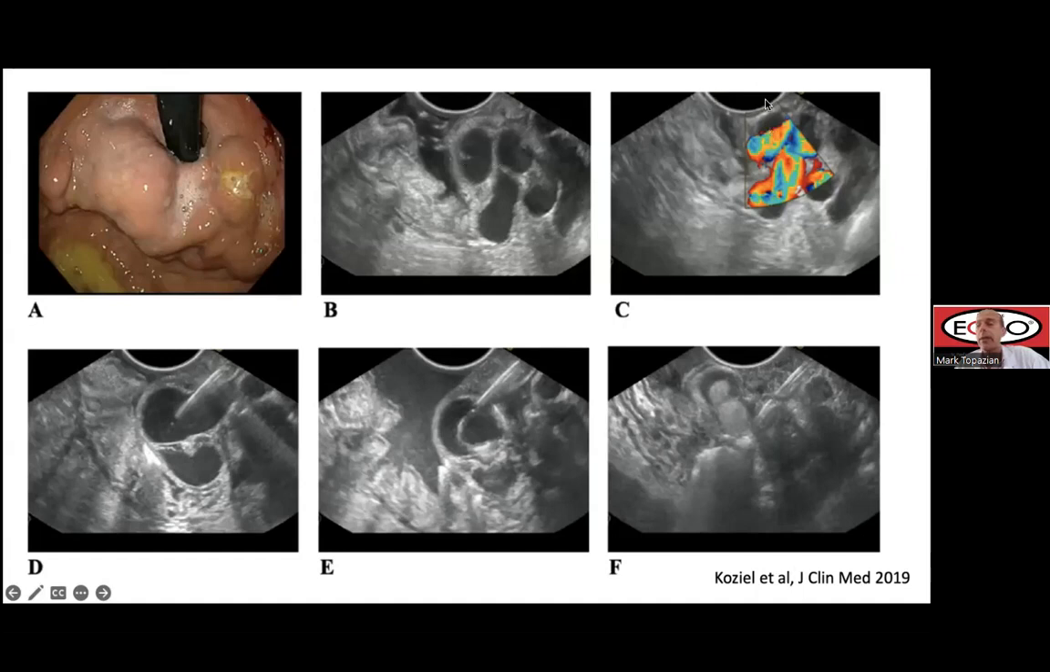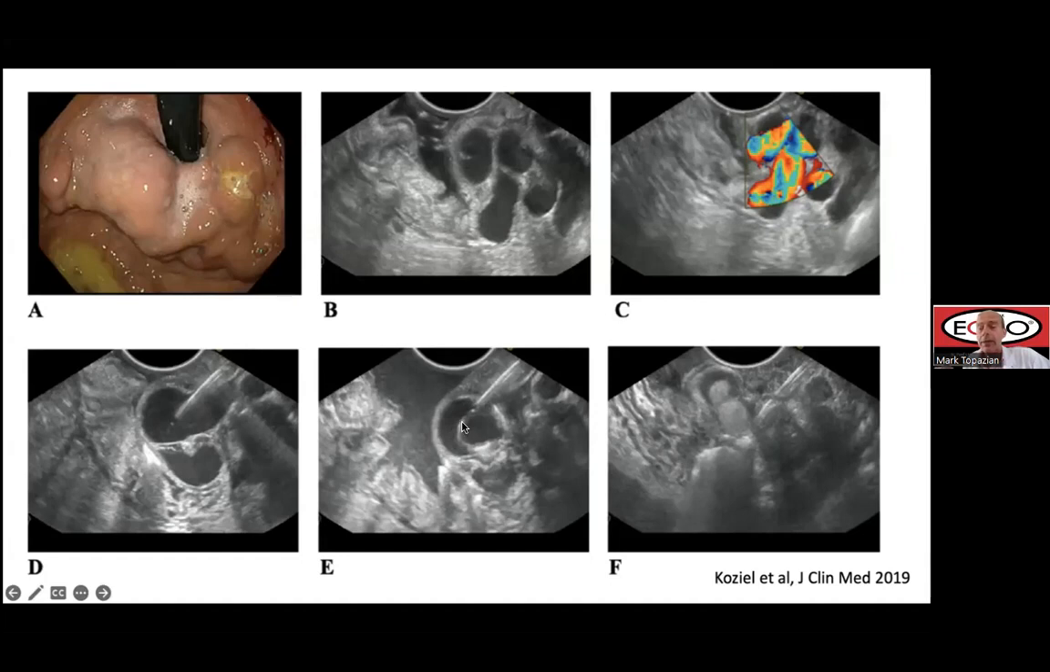These anechoic or dark tortuous spaces are the varices. And when the operator puts on some Doppler, you can see there's a lot of flow in these varices here on this image C. In image D, the endosonographer has put a needle right into the varix from the gastric lumen. And here you can see a coil being pushed out of the needle into the varix. And often we may put multiple coils through the needle into the varix to fill the varix.